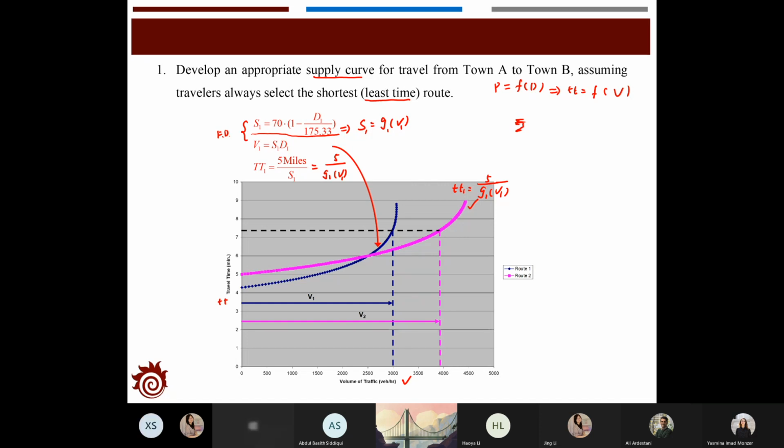And similarly, you can find out the relationship for the second route. I guess I'm putting this at the wrong location. Sorry, I'm putting it at the wrong location.